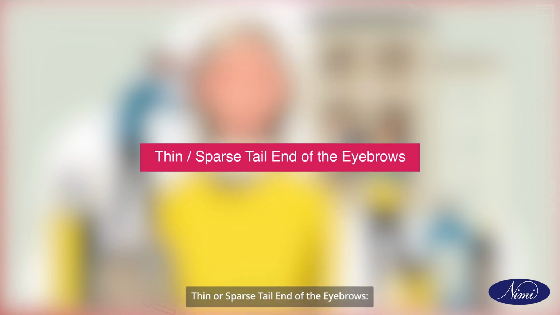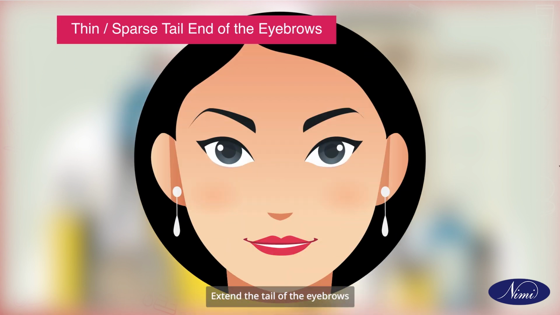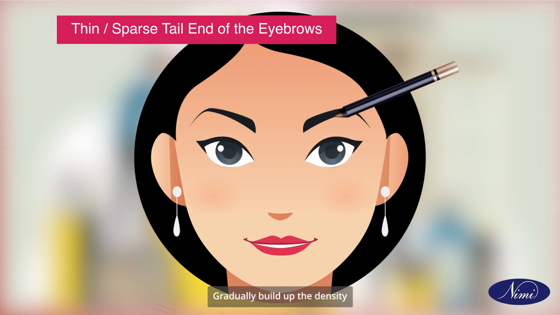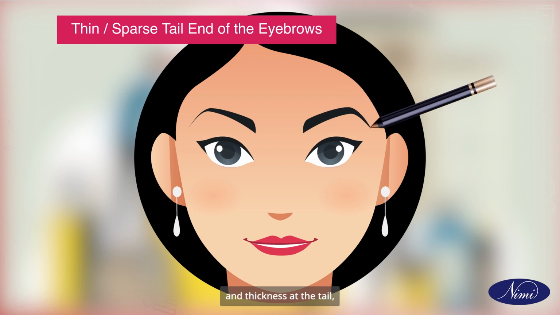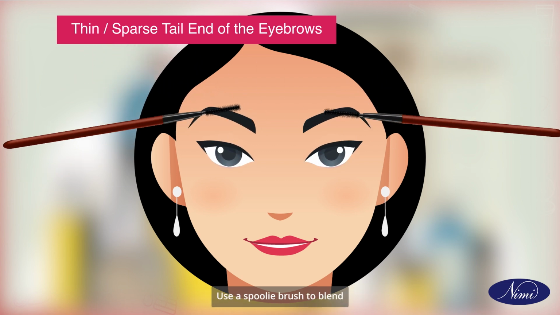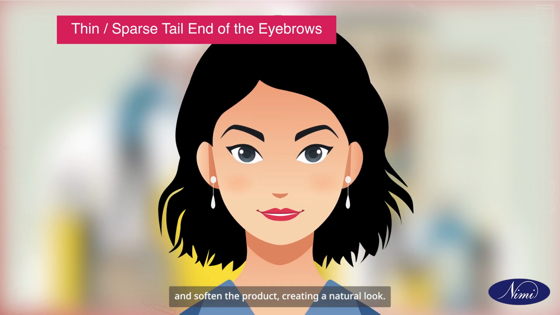Thin or sparse tail end of the eyebrows. Extend the tail of the eyebrows using an eyebrow pencil, following the natural direction of hair growth. Gradually build up the density and thickness at the tail, blending it with the rest of the eyebrow. Use a spoolie brush to blend and soften the product, creating a natural look.